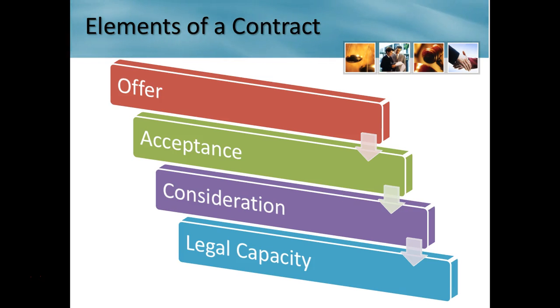You may recall that the four main elements of a contract must be present to constitute a valid contract. These are offer, acceptance, consideration, and legal capacity. Let us discuss each in detail.